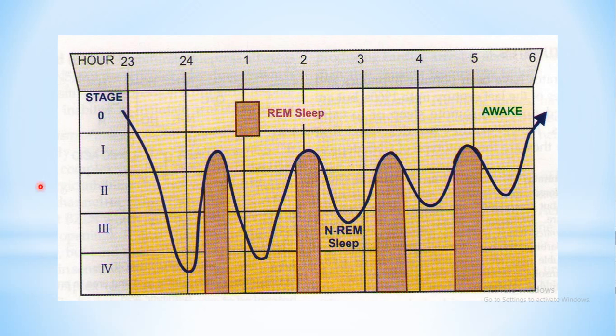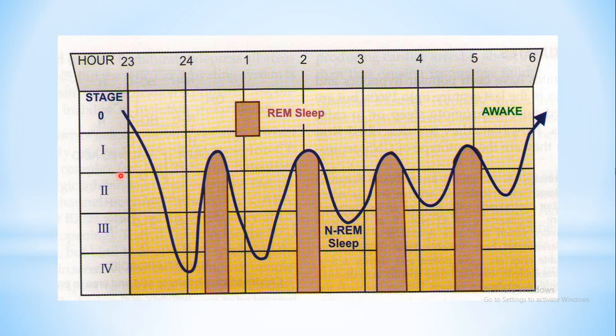So if we have a look at this particular figure, this shows the time in hours for which you sleep. That is, it is considering say 7 hours of sleep. So 23 indicates 11 p.m. So the person goes to sleep at 11 p.m. and wakes up at 6 a.m. in the morning. So what is the type of pattern of sleep which is shown by this particular person throughout the sleep? That is discussed in this particular figure.